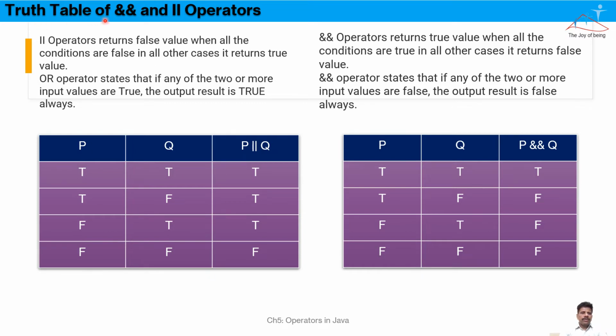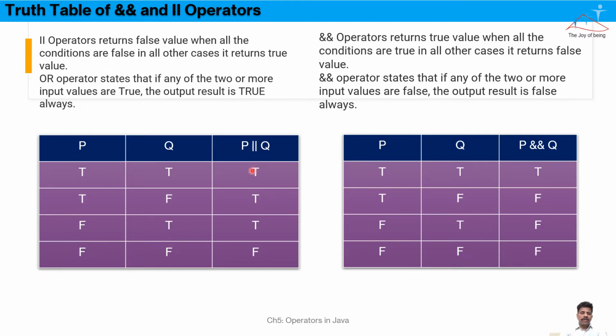Children, now we will see the truth table of the logical AND and logical OR operators. So here we are considering two Boolean expressions, that is P and Q, and we are using the OR operator with the two Boolean expressions, that is P or Q. Okay, when we consider two Boolean expressions, the possible combinations are shown here. When both are true, when the first one is true and the second one is false, when the first one is false and the second one is true, and when both the conditions are false.